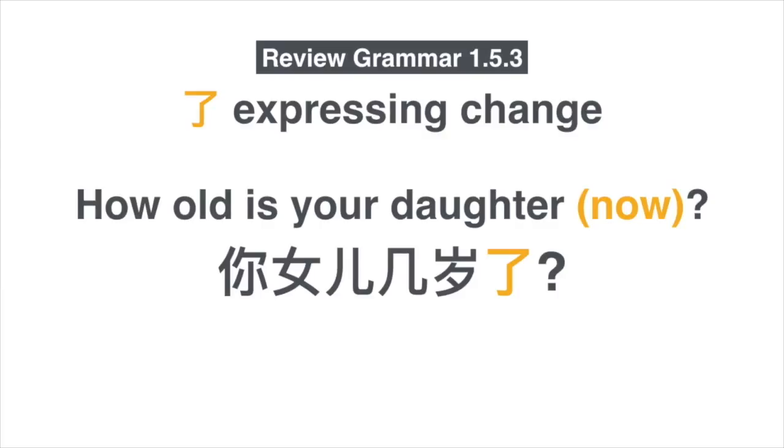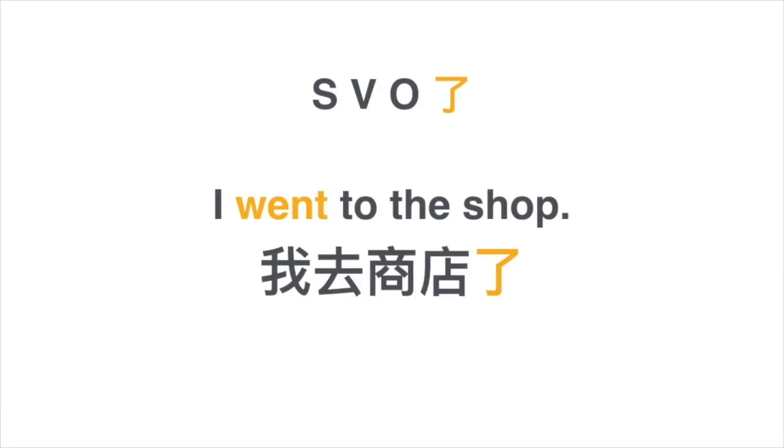Remember back in grammar 1.5.3 that 了 can also express a change of circumstance. How old is your daughter now? How old has your daughter become? 你女儿几岁了? So this 了 is indicating a change in age. And now we're looking at 了 indicating a completion of action. Really, the two are related, right? Because a change is the completion of a change, right? And this 了 here is really just indicating a completion of either a change or an action.